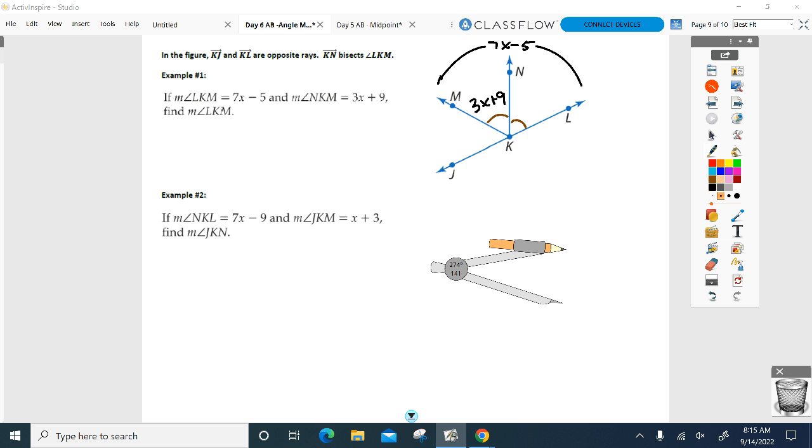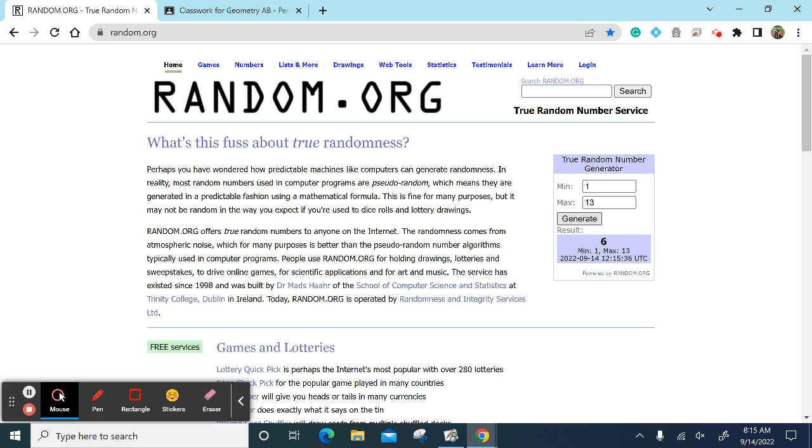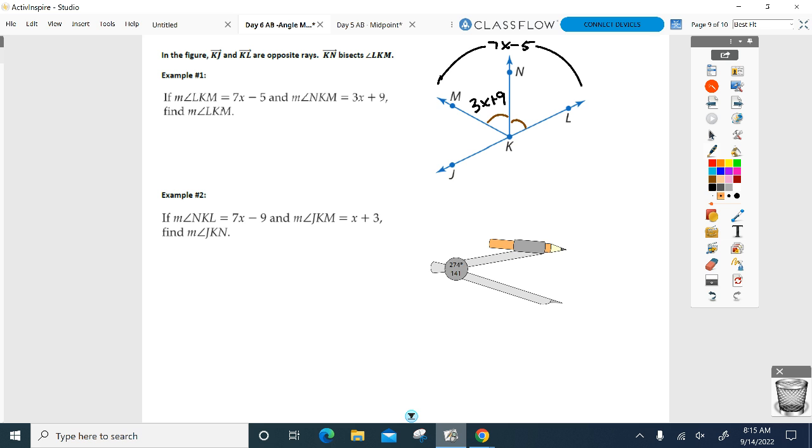I like it. Let's talk to somebody here. Who's got 6? All right, ready? Go ahead. 3x plus 9 plus 3x plus 9 equals 7x minus 5. Awesome. Hey, if that's 3x plus 9 and these are congruent, doesn't that one have to be 3x plus 9 as well? Yes. So 3x plus 9 plus 3x plus 9 gives me the whole thing, 7x minus 5. Yes. Let's go.